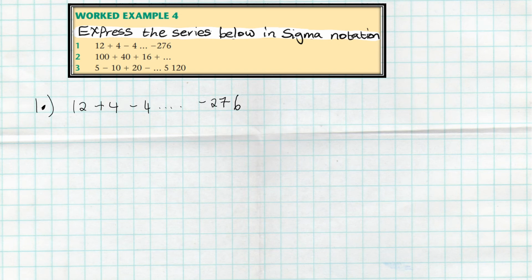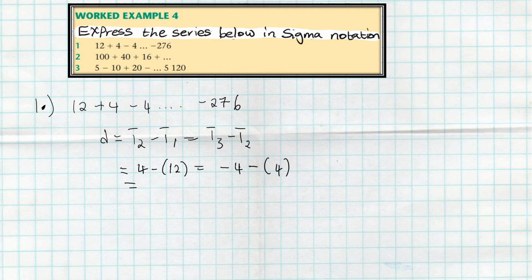So how do I know? Let me calculate the common difference. If there's no common difference, then it's not arithmetic, it might be geometric. So my term number 2, which is 4, minus term number 1, which is 12, must be the same as term number 3, which is minus 4, minus 4. 4 minus 12 is minus 8. Minus 4 minus 4 is going to give me minus 8. So we have a common difference. Then this is an arithmetic series, right?